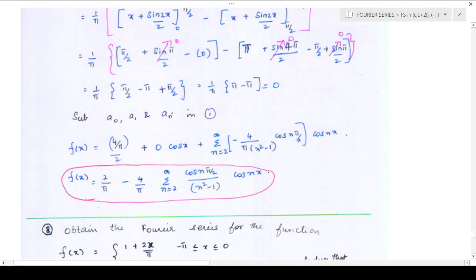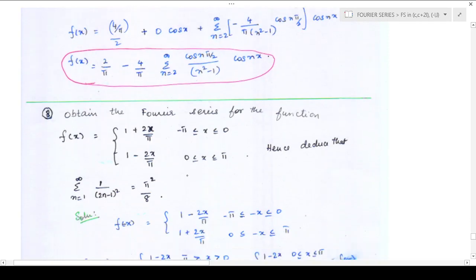Substitute a0, a1, an in 1. So here a1 cos x plus n equal to 2 to infinity an cos nx it should be. Right. So a1 is 0. You are substituting here. From n equal to 2 to infinity you are applying this. N is not equal to 1.